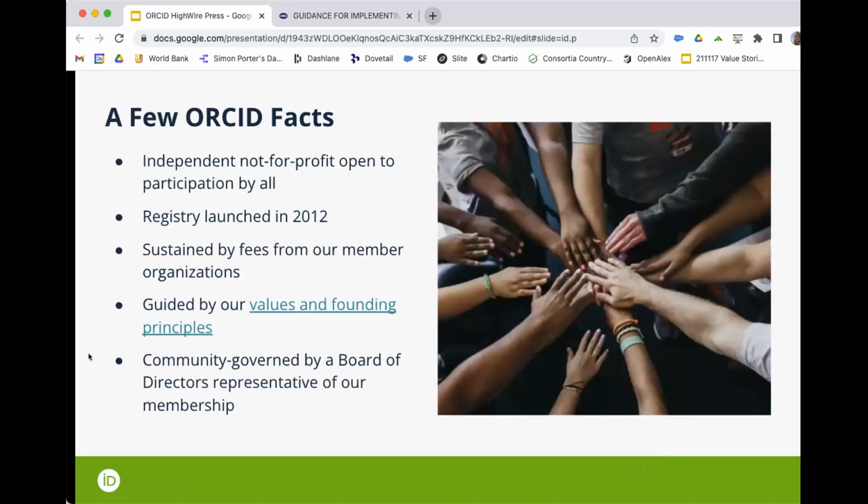So a few facts about Orchid. Orchid is a global research infrastructure organization registered in the United States. We launched our registry in 2012 and happily reached our goal of financial break-even just 7 years later in 2019. And we're now 100% sustained by fees from our member organizations. And some of you are here today, and we thank you for your continued support. So we're a community built and governed by a board of directors that represent our membership with wide stakeholder representation. So Orchid is supported by 37 dedicated staff located in 14 countries across 5 continents.